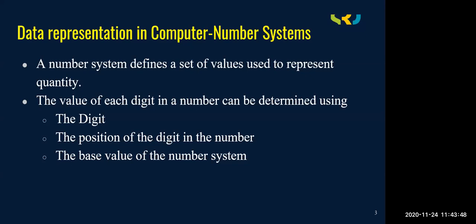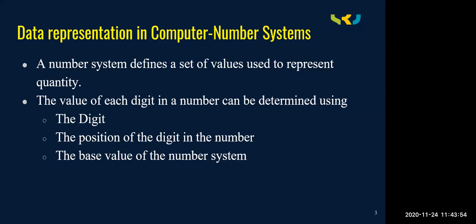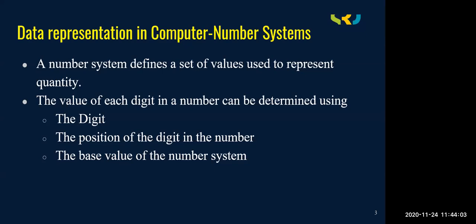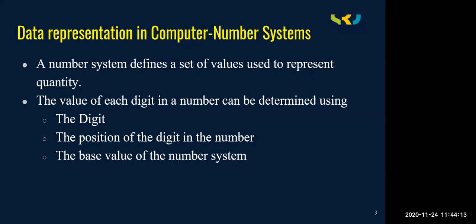A number system defines a set of values used to represent a quantity. If you want to represent a quantity, you need to have a number system. As per the timetable, when does our class end? 12:50. Great. If possible, we are going to cover till that part. Otherwise, I'll be stopping at 12:30, or we'll be continuing up to 12:50.